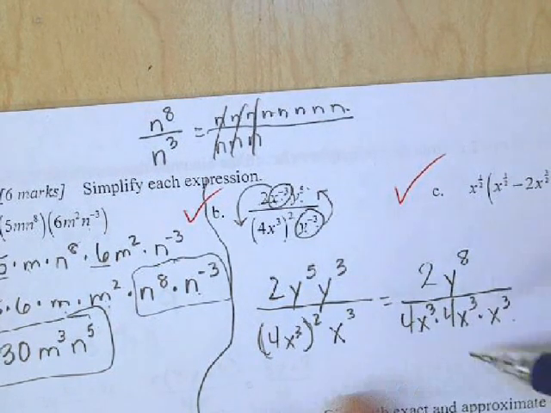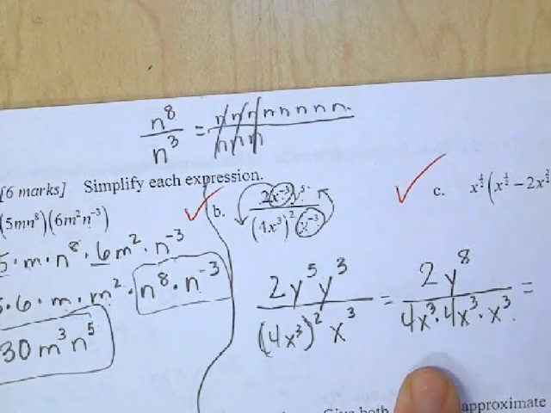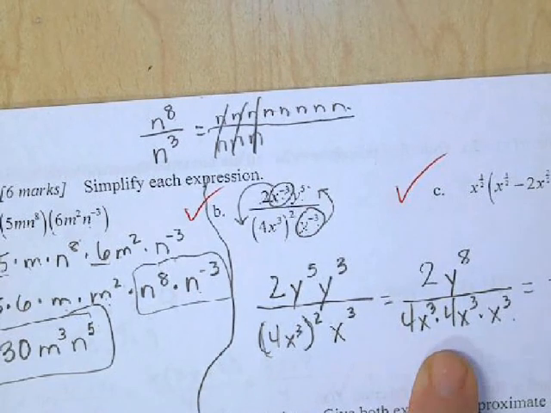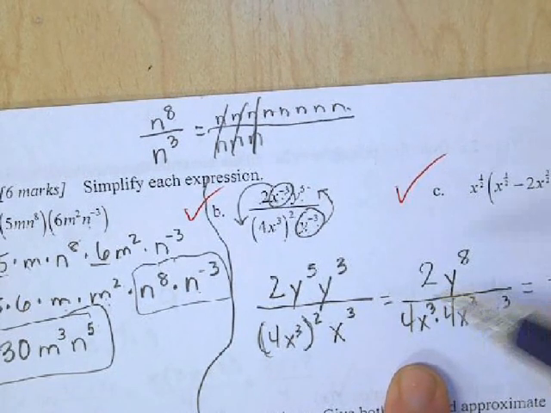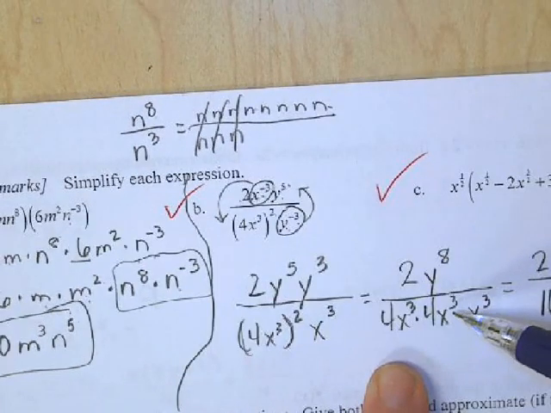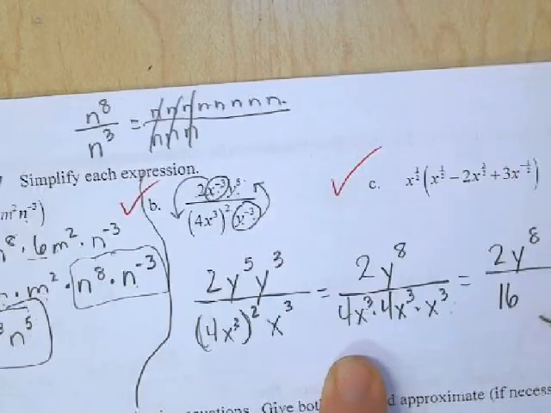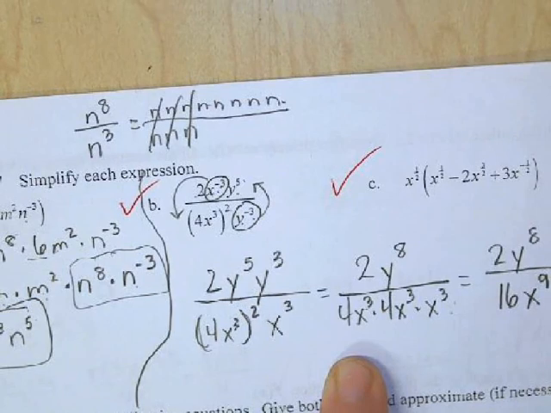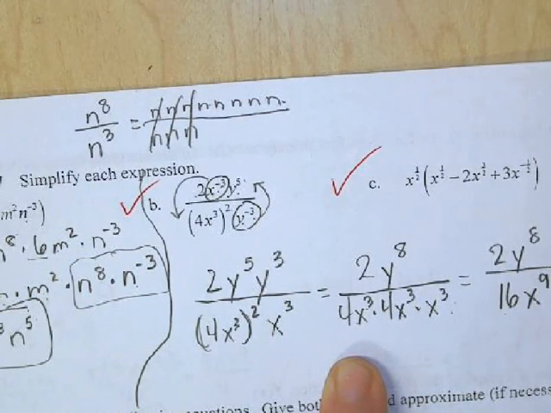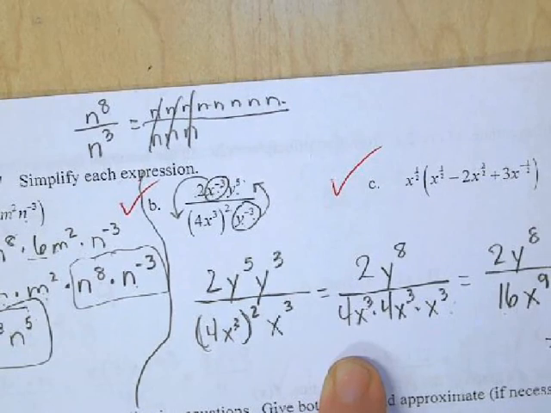Now I can simplify the bottom. I have 2y to the 8th over 4 times 4 is 16. And I can count up all my x's. I got 3, and another 3, that's 6, and another 3, that's 9, x to the 9th. And finally, I can reduce my 2/16, that would be 1/8. So I have 1y to the 8th over 8x to the 9th. And I don't have to write that 1. I could have just written y to the 8th over 8x to the 9th.